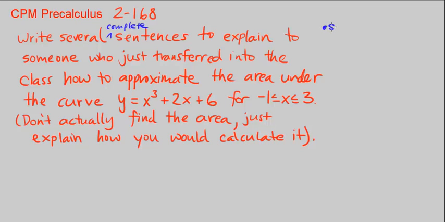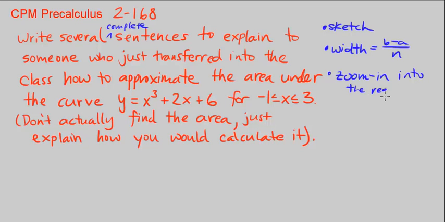All the steps are: first do a quick sketch so you can see the graph, and shade in the area you're looking for. Always find the width. How do you find the width? Remember, that's b minus a over n. Then you want to make sure to zoom in to the region. The region here is -1 to 3.